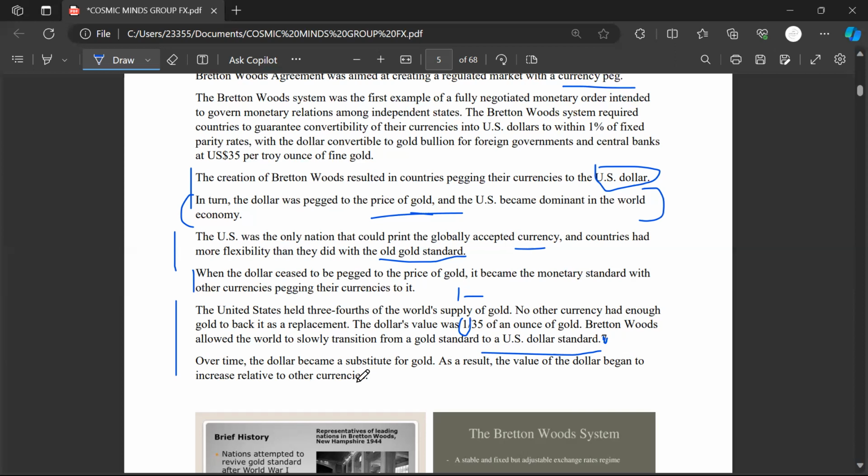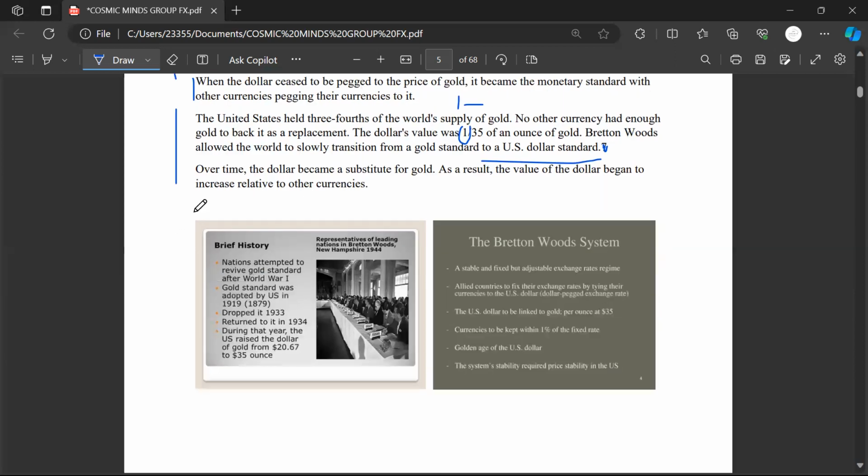Now, over time, the dollar became a substitute for what? For gold, right? That means the dollar became the dominant, leaving gold even behind. As a result, the value of the dollar began to increase relative to other currencies. So that is it. This is just a graphical representation of it, right?